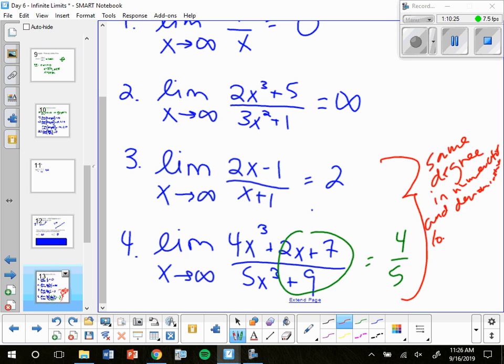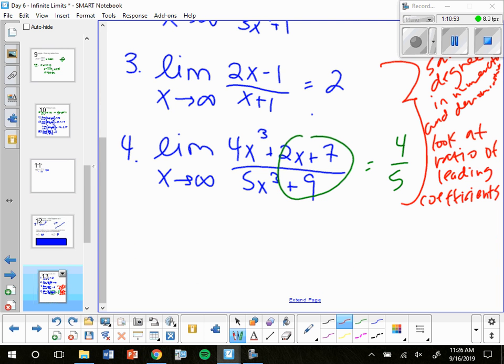Look at the ratio of leading coefficients. And that's what we did for 3 and 4. It was a linear function in the top and bottom for 3, so we just looked at the ratio of leading coefficients. They were both cubic in number 4, so we looked at the ratio.